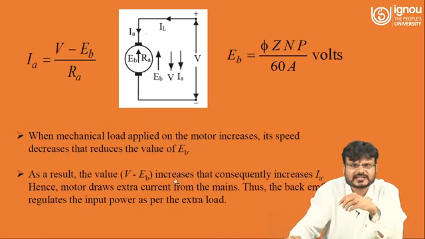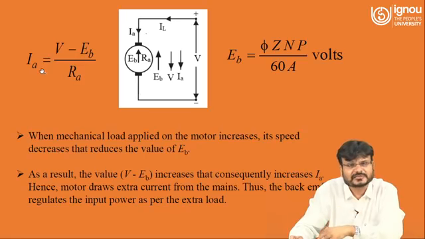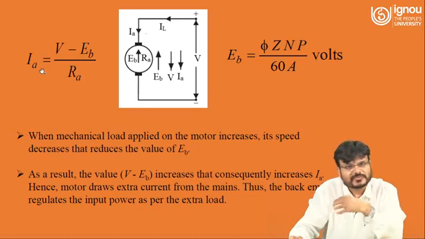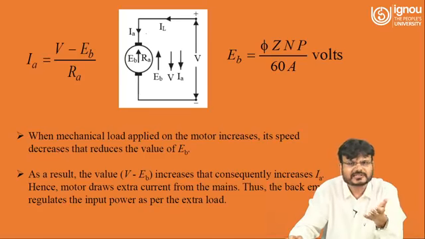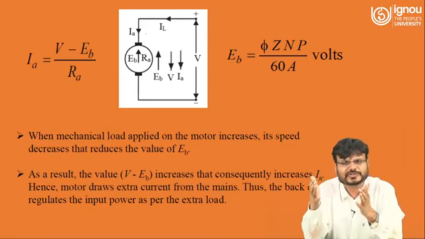So as a result, V minus Eb increases, because as the load is increasing, that means Eb is decreasing. If Eb is decreasing, that means V minus Eb is increasing. If V minus Eb is increasing, that means the value of the armature current is increasing. If the armature current is increasing, that means torque is increasing, because torque is directly proportional to the armature current and flux.